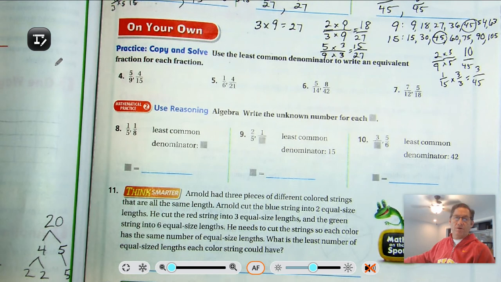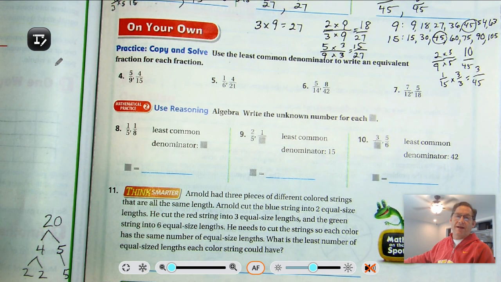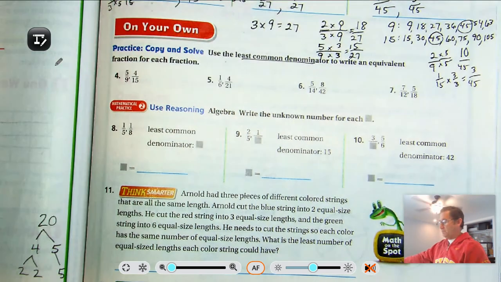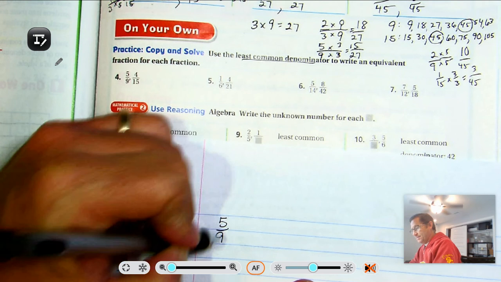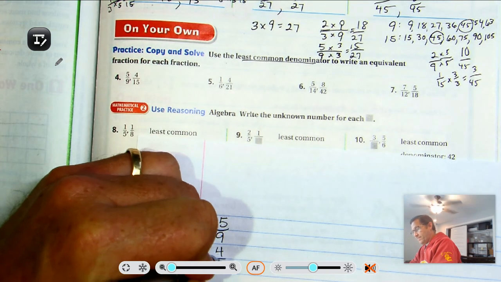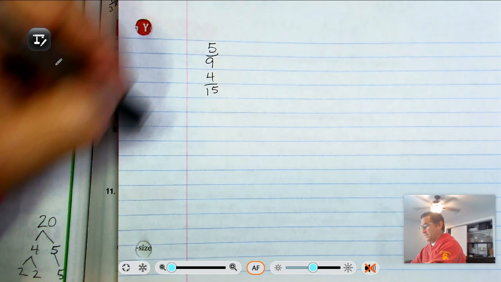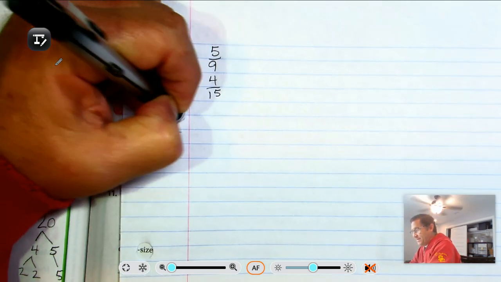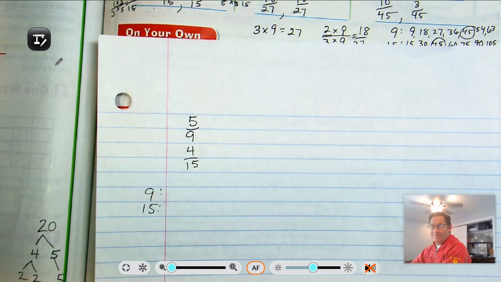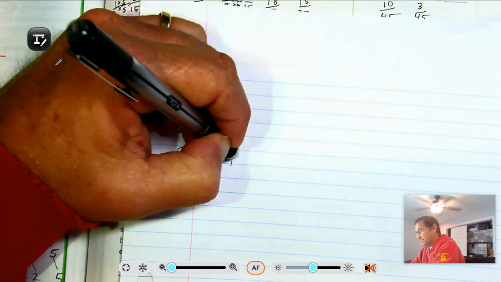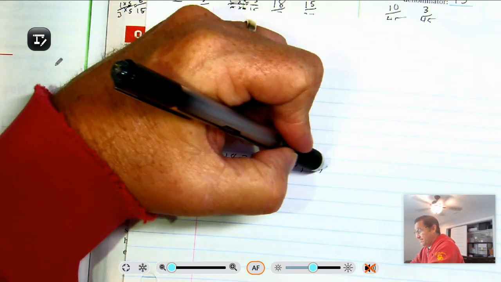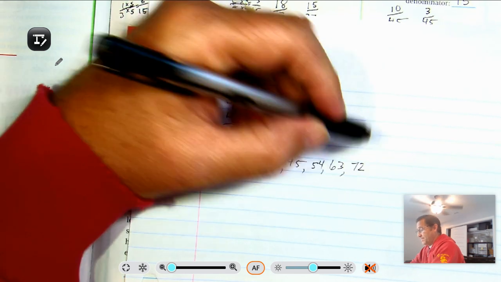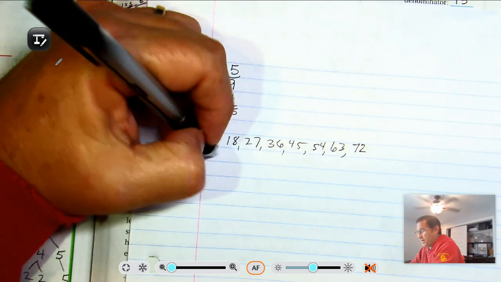All right, number 4, we're going to use a scratch piece of paper and we're going to rewrite numbers 4 through 7, and we're going to find the least common denominator. So we have 5/9 and 4/15. All right, so let's take the denominators 9 and 15. Well, you know what? We actually just did 9 and 15. And so I could take a shortcut and just say it's 45. Okay. But I'm going to go ahead and make the list because we're practicing here.